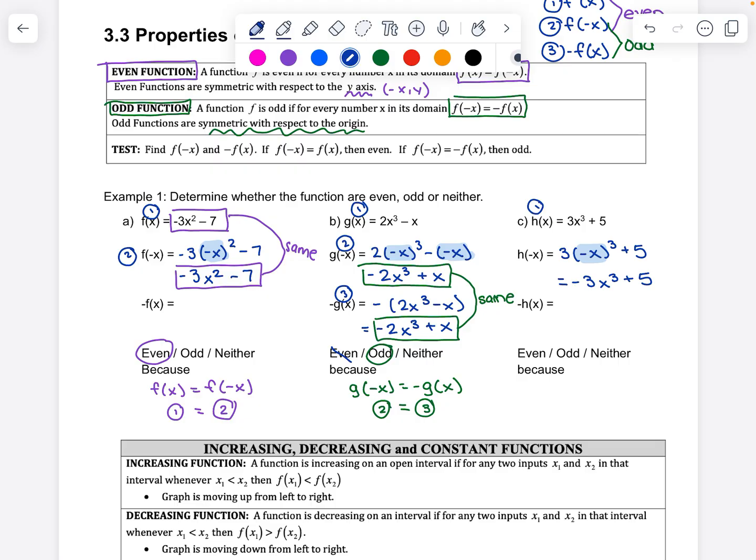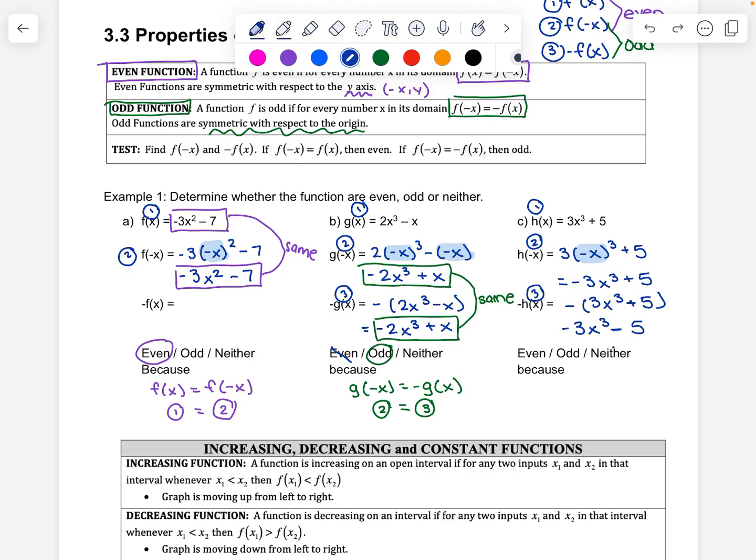So we have step 1, step 2, now I'm on to step 3, negative h of x, so negative of this whole thing. So negative 3x cubed plus 5. A lot of you can just take the negative without even showing work. You just flip those signs around. Negative 3x cubed. Oops, I made a mistake. Minus 5 because I distribute that negative sign. And then I check, are 2 and 3 the same? Nope.